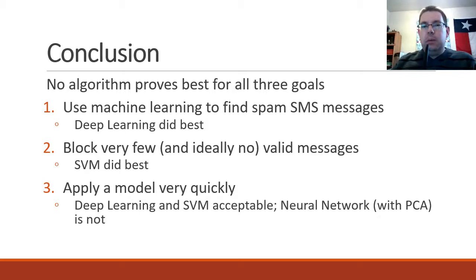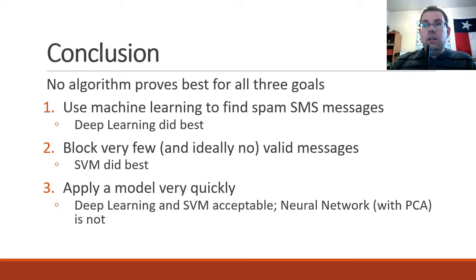Before I show my recommendations, I want to circle back to the 3 goals. The first goal is the obvious one, to block spam SMS messages. And at this, deep learning did the best, catching just over 90% of the spam messages in the corpus I had. Second goal is to block few or ideally no valid messages. At this, SVM was a champ. I can't expect that ideal performance to translate into real life, but it's very promising. Deep learning came in a pretty close second, blocking less than 1 in 800 messages.